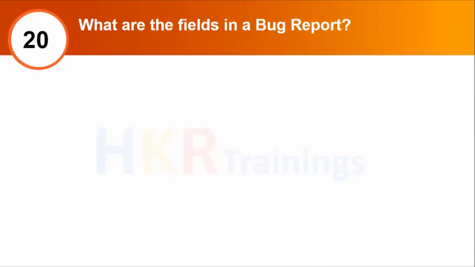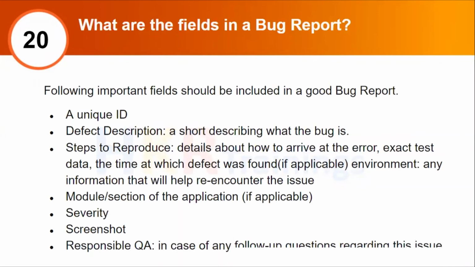What are the fields in a bug report? See, first of all, what is a bug? If the system is not working as per the functionality of the client requirement, we can record that as a bug. So we usually report this bug using the bug report. We'll be preparing the bug report and we'll be sending it to the developers or the team managers.